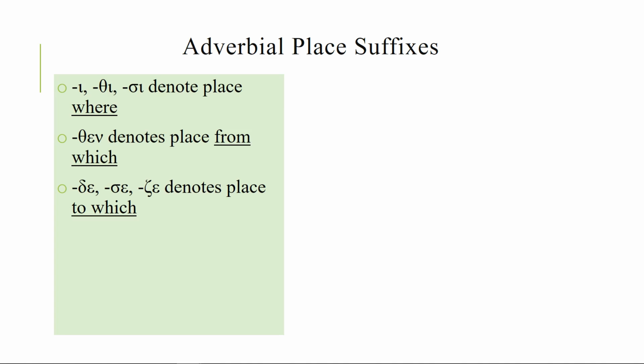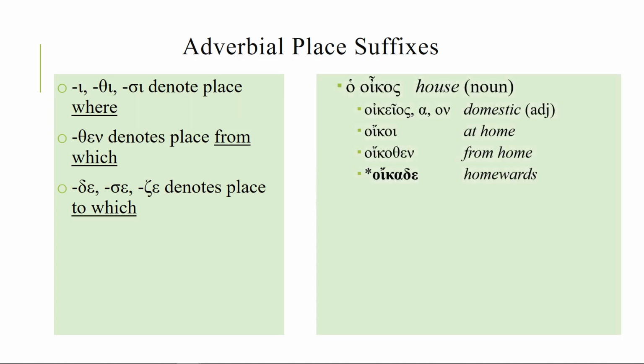If you put -then on the ending, it denotes from which, whence, you would say in English. Or if you put -de or -ze on the ending, it means toward which. So obviously these are comparable to the dative of place, the genitive of place, and the accusative of place, but they're used adverbially. So for example, you take the word house, ho oikos, right?